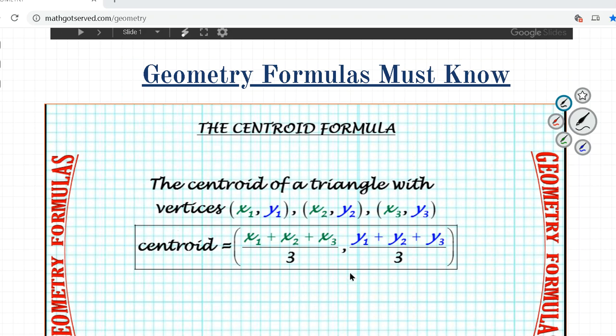And if you notice what it states here, the centroid of a triangle with vertices x1, y1, x2, y2, x3, y3 is given by the sum of the x coordinates divided by 3 for the x coordinate of the centroid and the sum of the y coordinates divided by 3 for the y coordinate of the centroid of the triangle with these vertices. Alrighty, so this is the formula that we're going to be using.